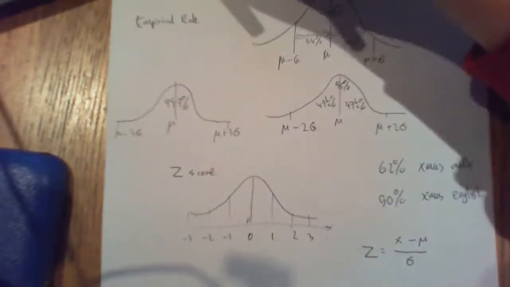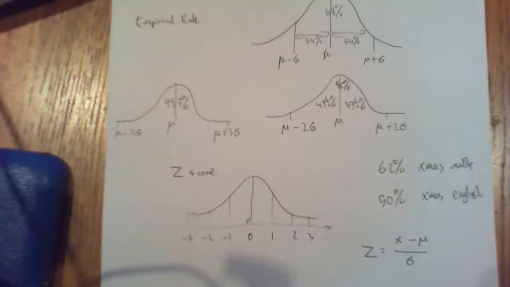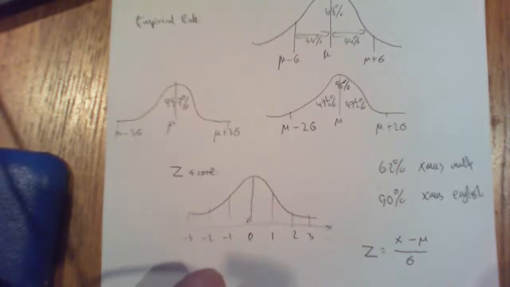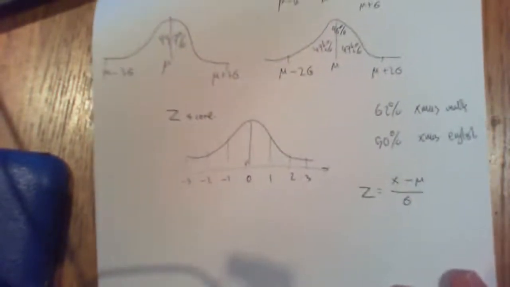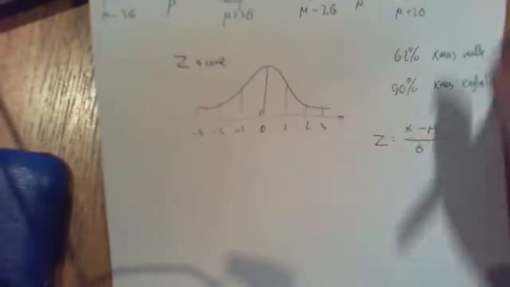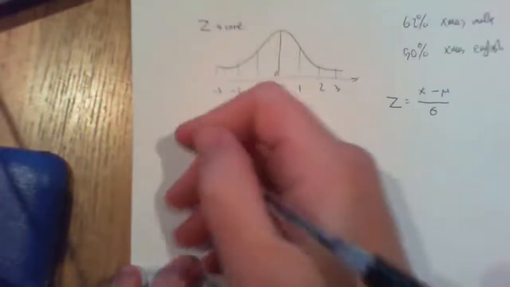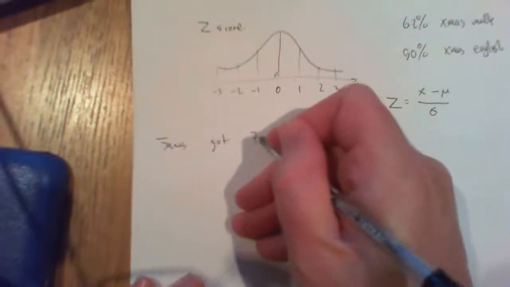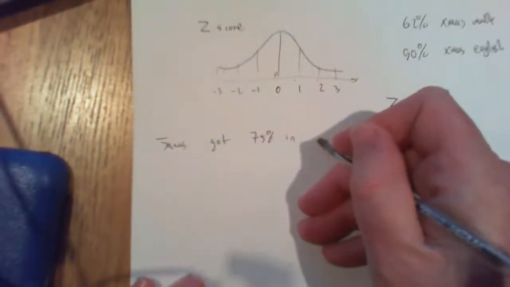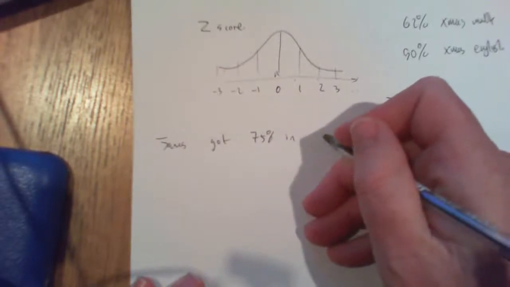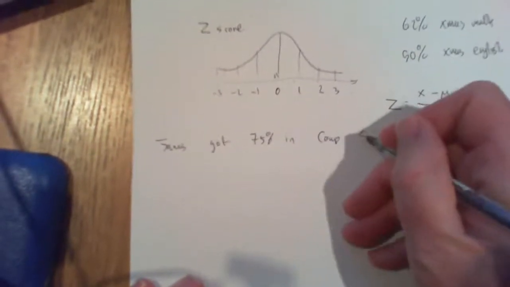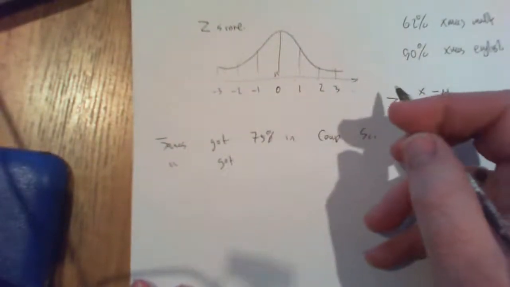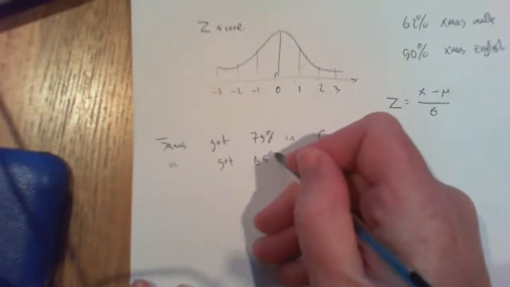Okay, so we'll do a little example of one just to make it very easy for yourself. So let's say James got 75% in, I don't know, computer science, and James got, let's say, 65% in math.